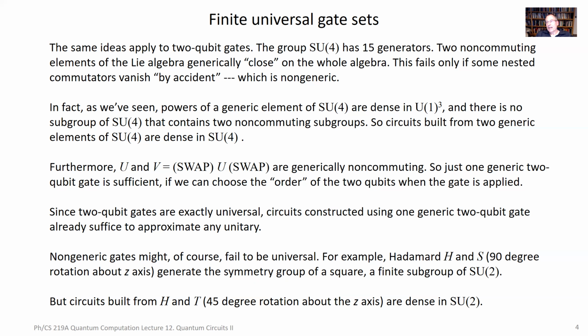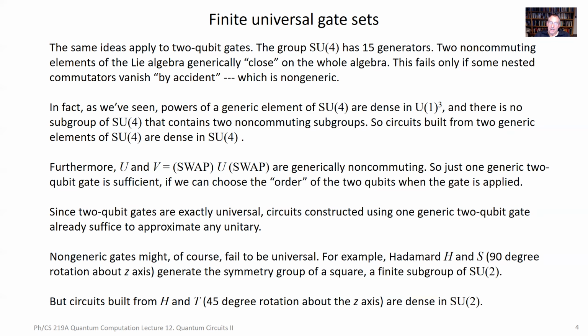And there just isn't any subgroup of SU4 that contains those two non-commuting U1 cubes. And so the only group you can get by multiplying these elements together, and they are a group, of course, because you can multiply them to get new unitaries, and they all have inverses, the only group you can get is all of SU4 once you've got those two U1 cubes, okay? So that's already enough to see that if you take two generic elements of SU4, circuits constructed from them are going to give you all of SU4.